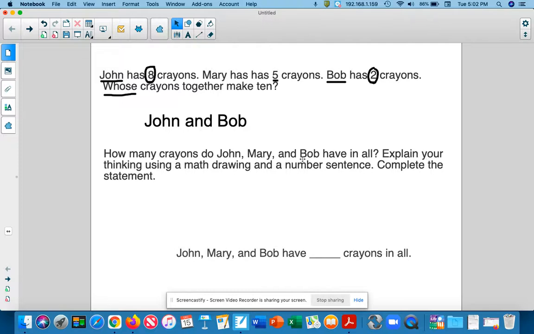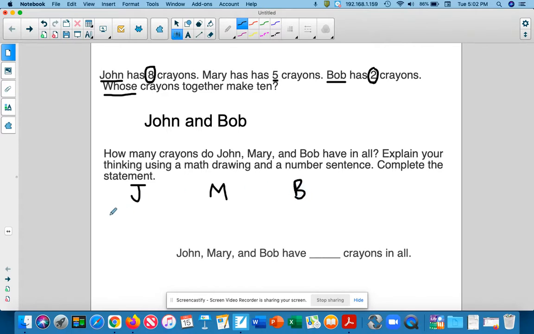Okay, now the next question says, how many crayons do John, Mary, and Bob have in all? Explain your thinking using a math drawing and a number sentence. Complete the statement. So we're going to draw out how many each have. I like to label the pictures, so I'm going to just put a J for John, an M for Mary, and a B for Bob.